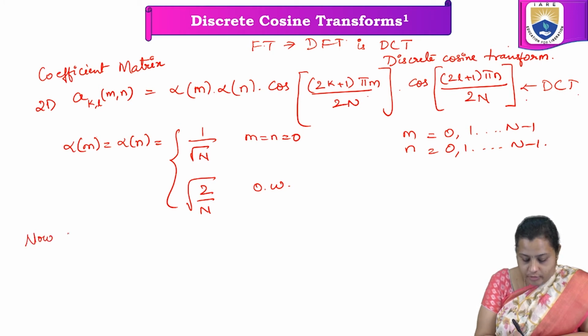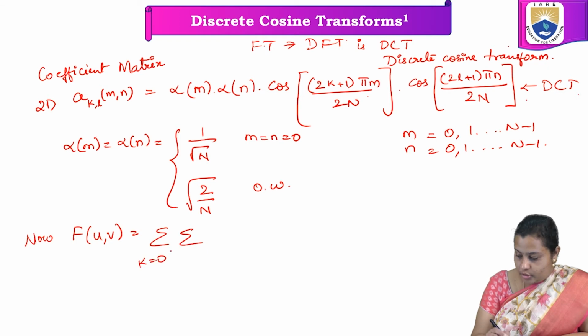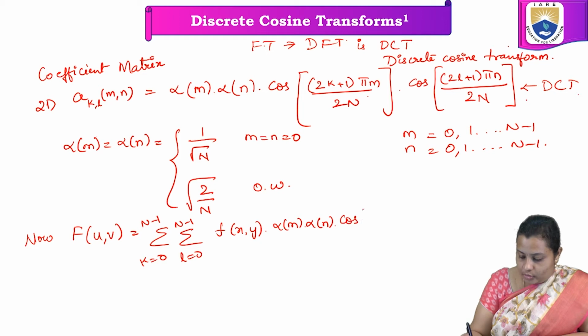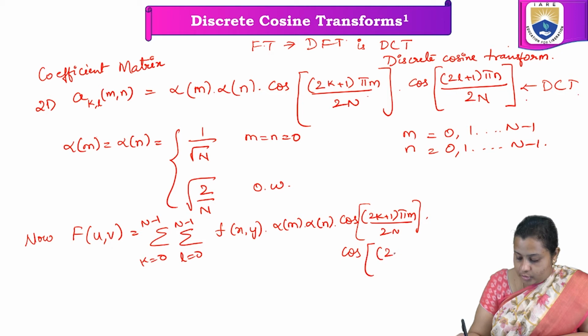Now if I consider my transform function F of u comma v, then I can write it as a double summation, k equal to 0 to N minus 1, l equal to 0 to N minus 1, of f of x comma y into alpha of m into alpha of n into cos of (2x plus 1) pi m by 2N into cos of (2l plus 1) pi n by 2N.